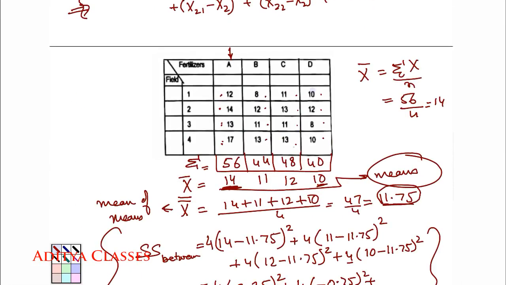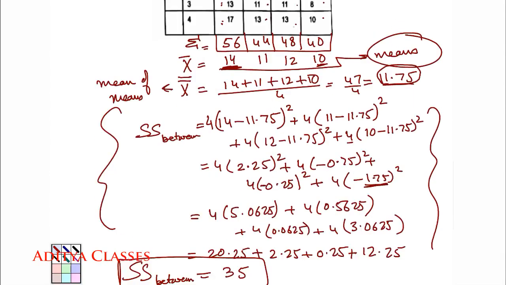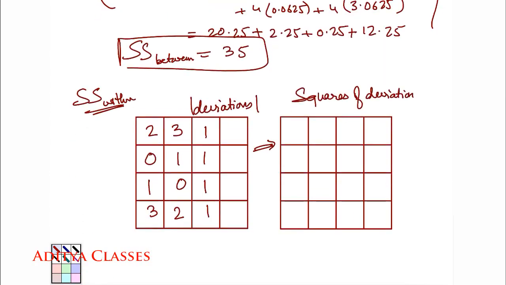And last one is 10 minus 10, 12 minus 10, 8 minus 10, and 10 minus 10. So we get a 0, 2, 2, and 0. These are deviations, 0, 2, 2, and 0. And now let me square them. So I'll get 4, 0, 1, and 9. 9, 1, 0, and 4.